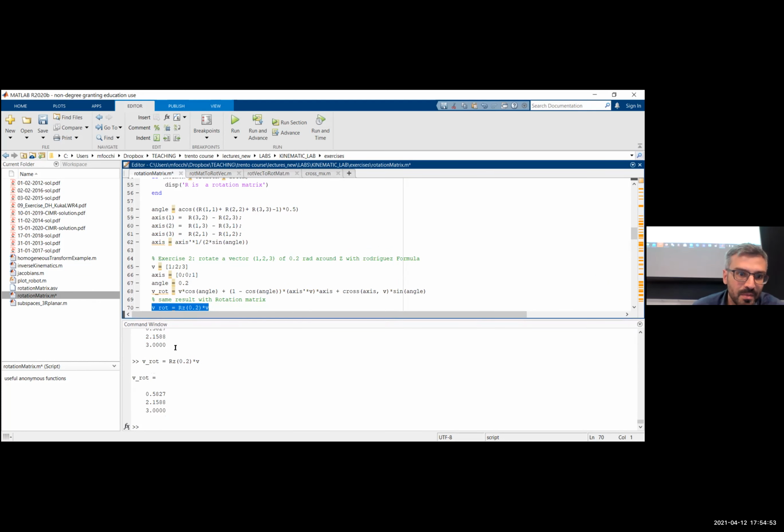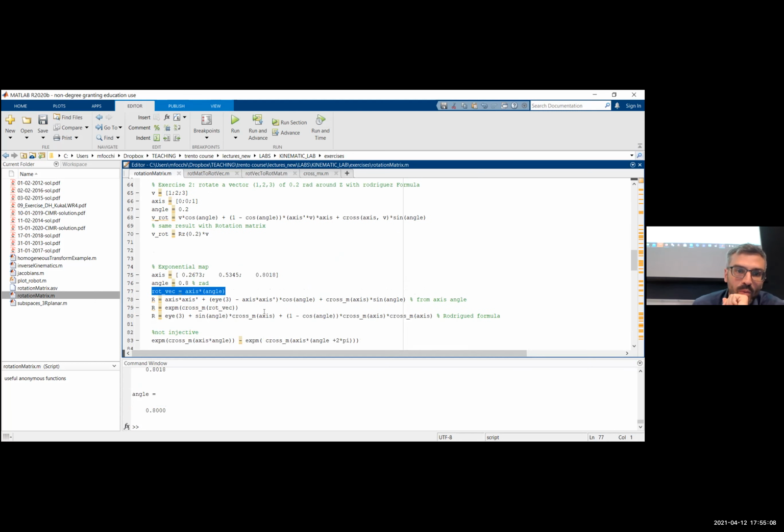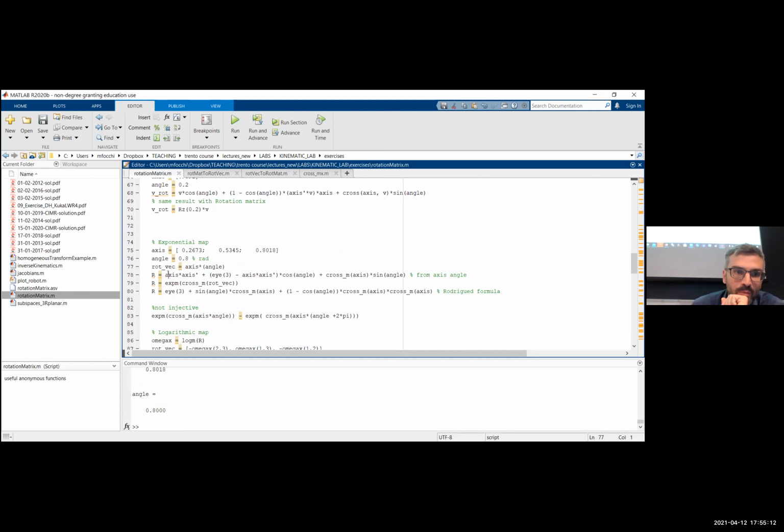Then the next exercise is on the exponential map. Again, we take this axis and this angle, and we want to see basically that the three formulas provide the same result. So this is the Rodriguez formula. And this is the formula with the exponential map, applying the function exp of MATLAB directly to the cross of Rotvec, where Rotvec is what we call the angular velocity without hat. So it's the product of the axis and the angle. And we want to see that it's equivalent to the Rodriguez formula variant.